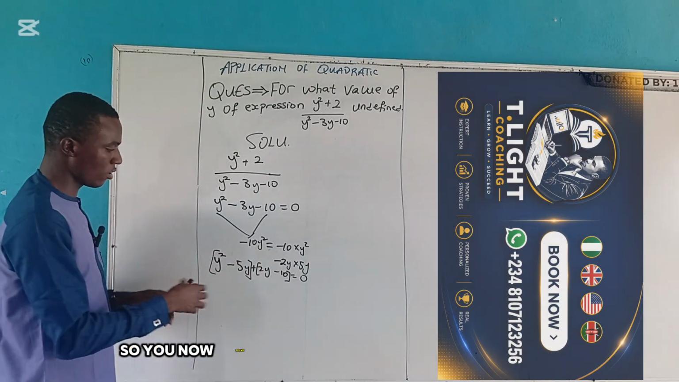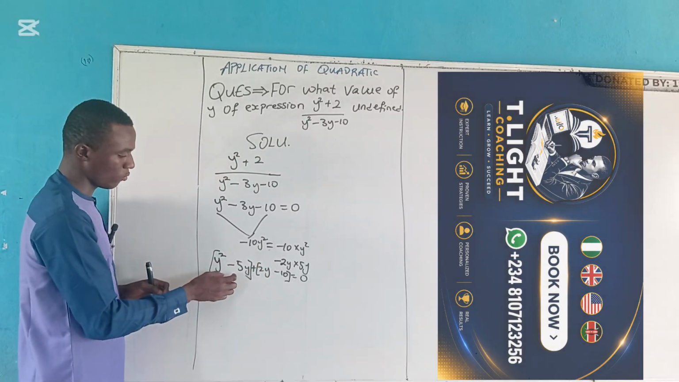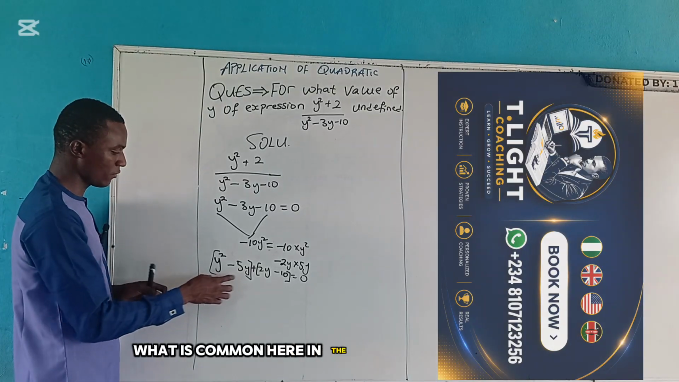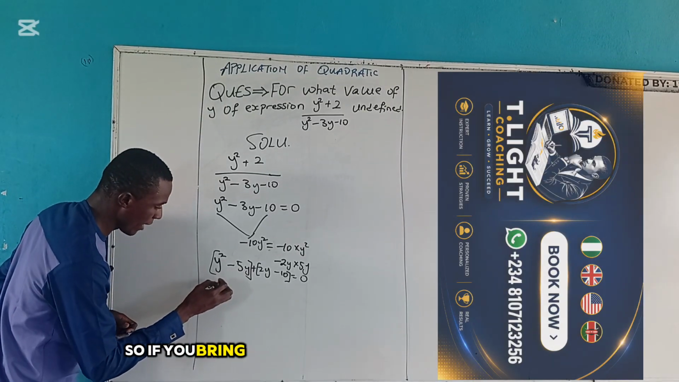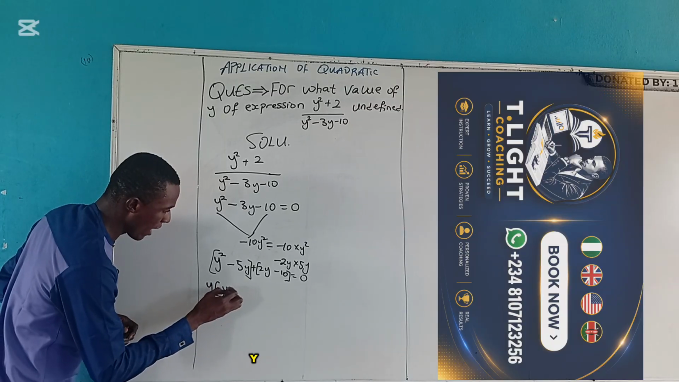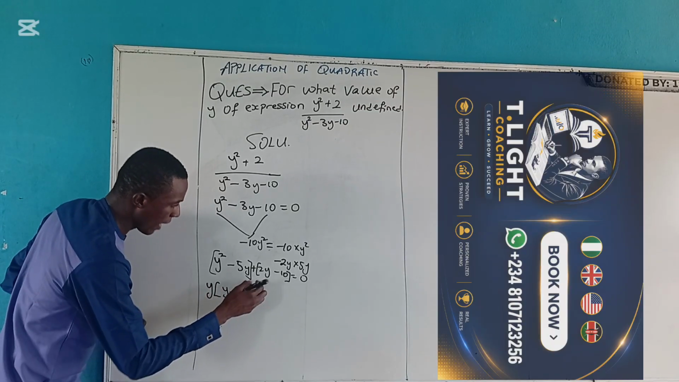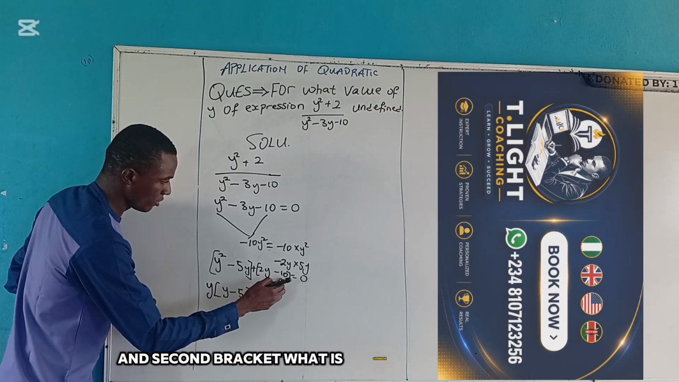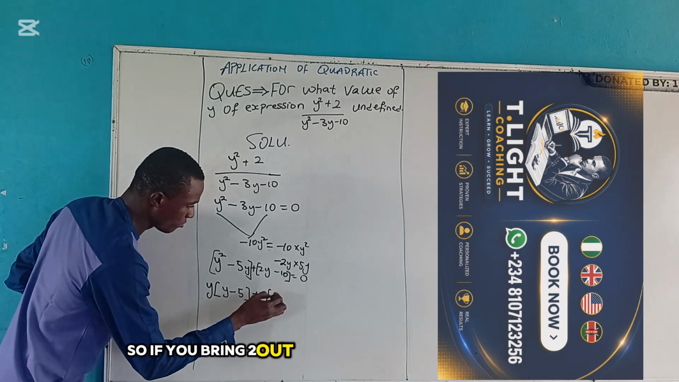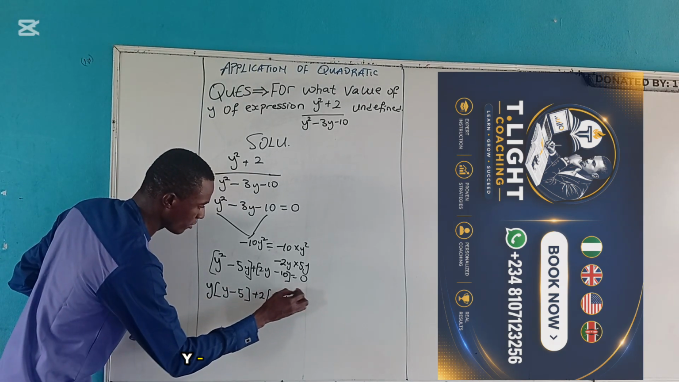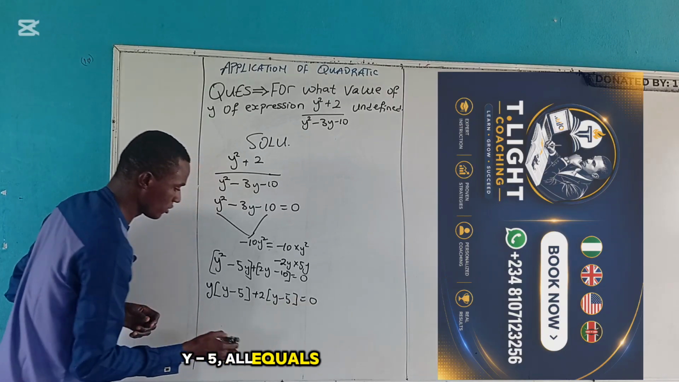So you now solve each bracket one after the other. So what is common here? In the first bracket, we discover that y is common. So if we bring y out, we'll be left with y minus 5. And in the second bracket, what is common? 2, right? So if you bring 2 out, you'll also be left with what? y minus 5, all equals 0.